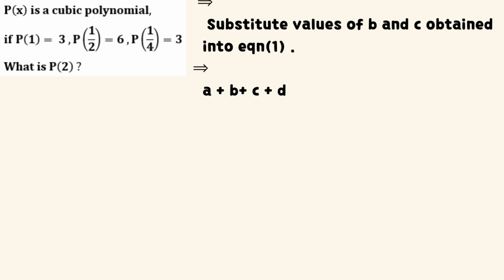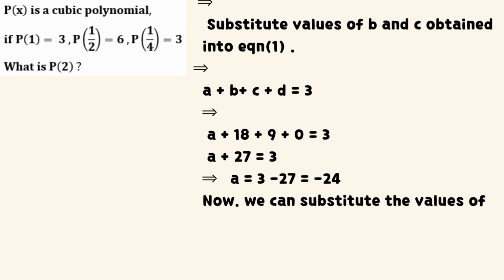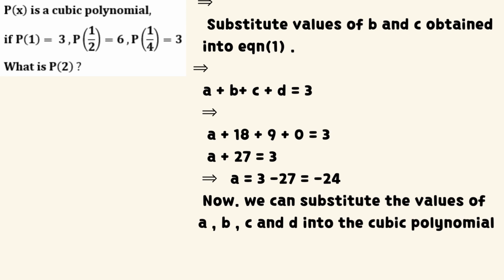Substitute the values of b and c obtained into equation 1. Hence, the sum of a, b, c, and d equals 3. It implies that the sum of a, 18, 9, and 0 equals 3. Thus, a equals 3 minus 27, which equals negative 24. Now, we can substitute the values of a, b, c, and d into the cubic polynomial function formula.